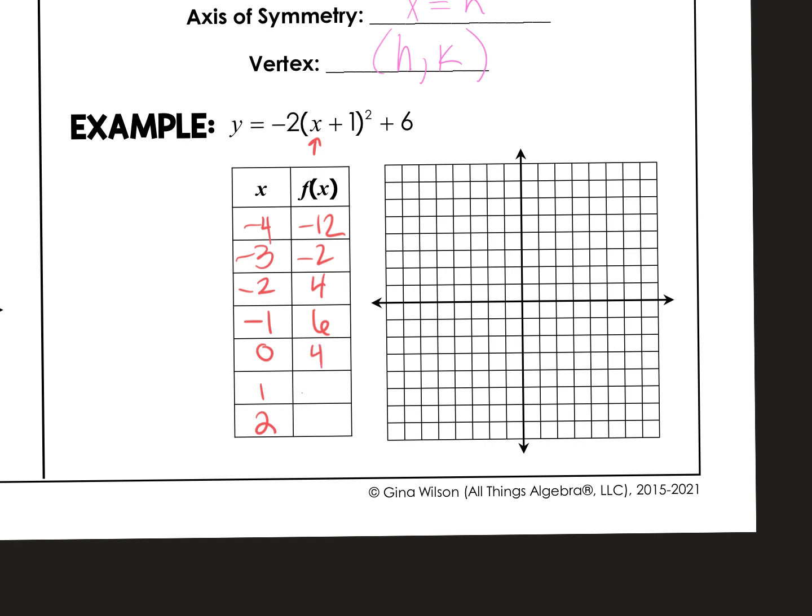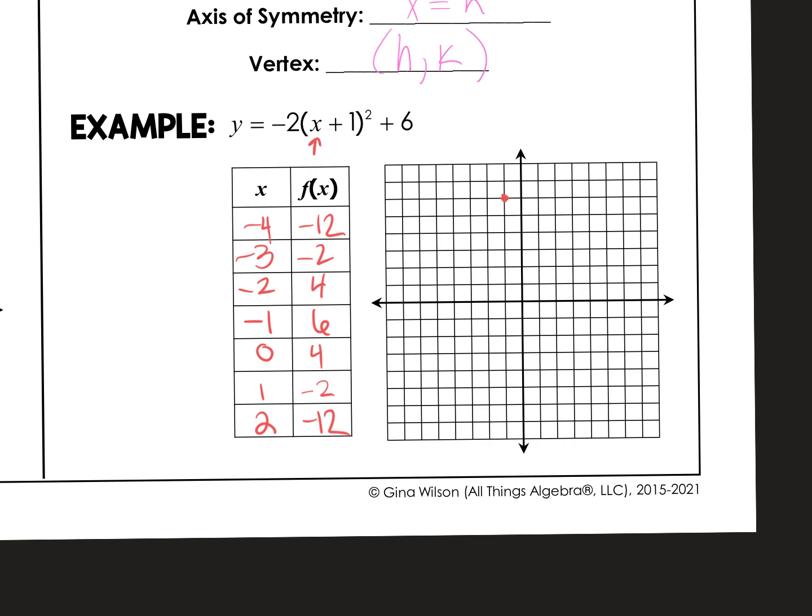I'm kind of skipping some steps because we've done this. We've gone through the graphing process, right? I want us to have time to go over anything else we need to. Okay. So then -1, 6, 2, 3, 4, 5, 6.